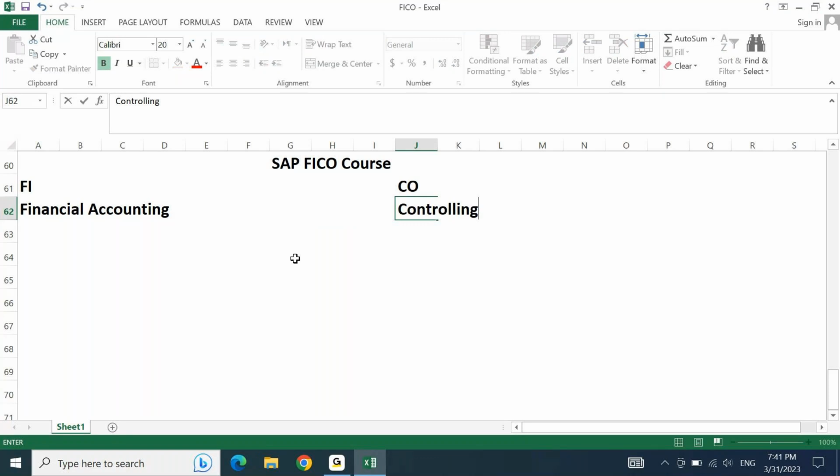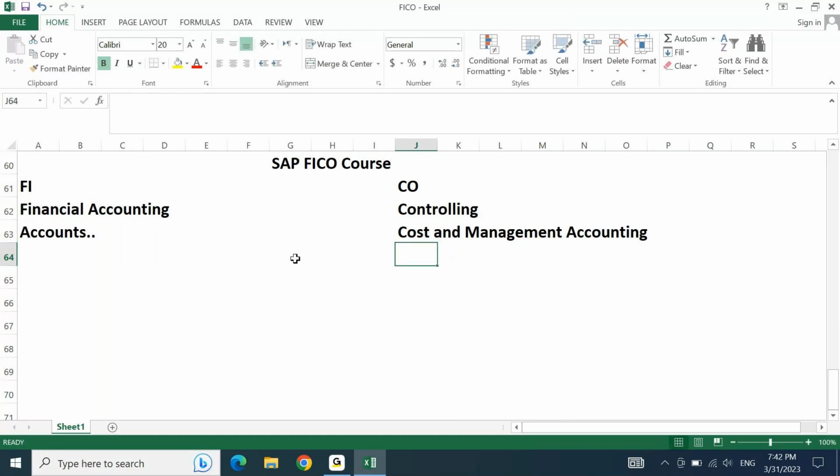So this is all about your accounts. This is all about your cost and management accounting. Now, those who are from a commerce background, from your graduation level, you would have heard something called financial accounting, cost accounting, management accounting, right? Your cost and management accounting is basically included in your controlling module. All your other accounts are part of your financial accounting or SAP FI module.